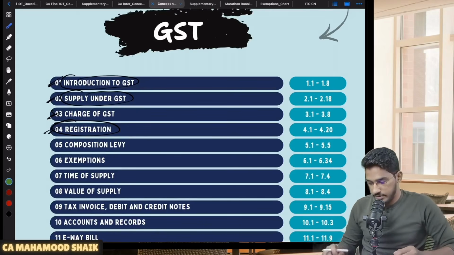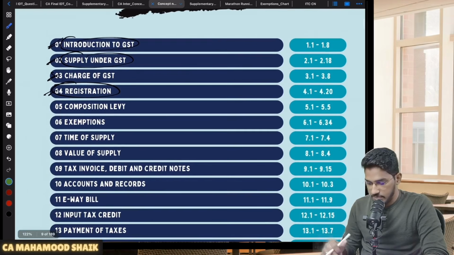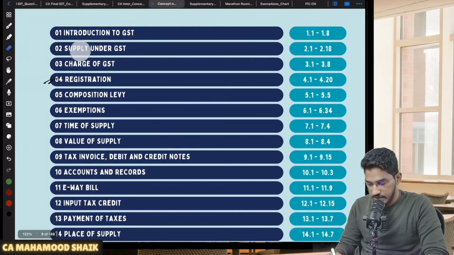So now we will be proceeding further. Till now, in the last 3 days, we have done the marathon series in which we have covered a good chunk of chapters. Now let us see what all we have covered till now. If you come to this index, a bunch of chapters we have covered, which are very important from the examination point of view.